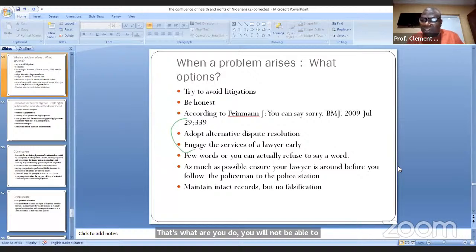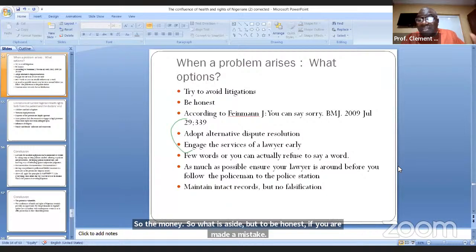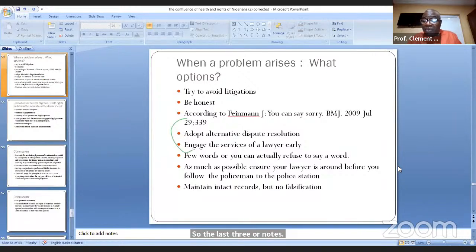So when the problem arises, and a patient has a complication, what do you do? Number one, I put it here, try to avoid litigation at all costs. It's not worth the time, it's not worth the money, it's not worth the exercise. Number two, be honest. If you have made a mistake in your treatment, be honest. Don't start telling lies, or doctoring your notes and operation notes, saying you did what you didn't do. Don't do that.